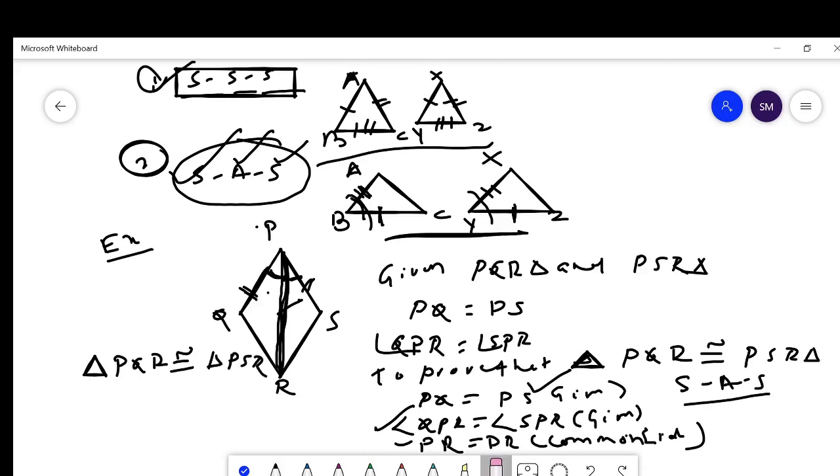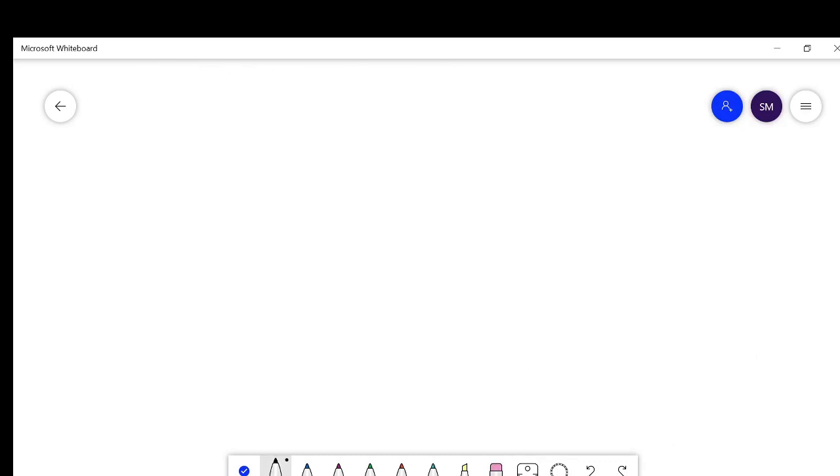Okay. Then the next question. Here another question says: prove that the bisector of the vertical angle of an isosceles triangle bisects the base at right angle. Very important question, students. Please at first try to understand the question. When you understand the question, then you can draw the figure. If you cannot draw the figure, you cannot solve the question.